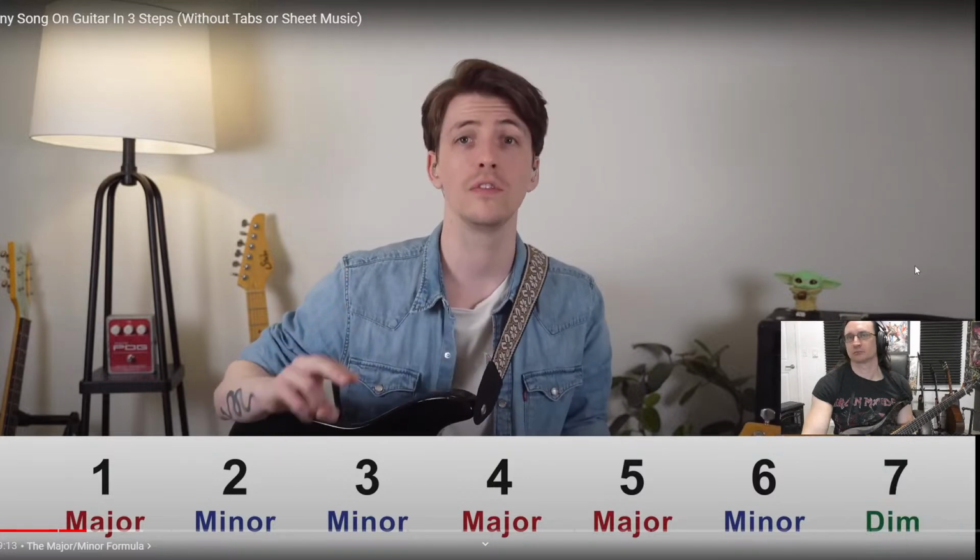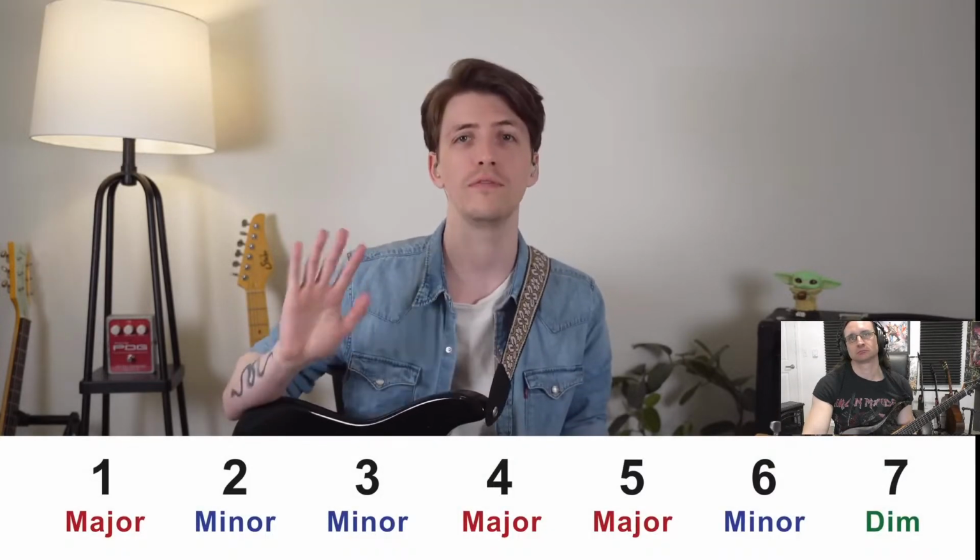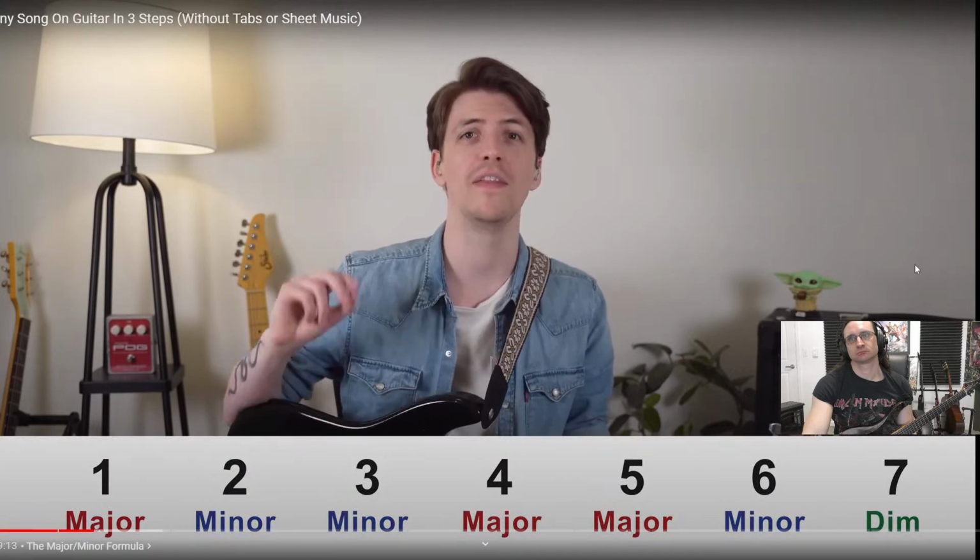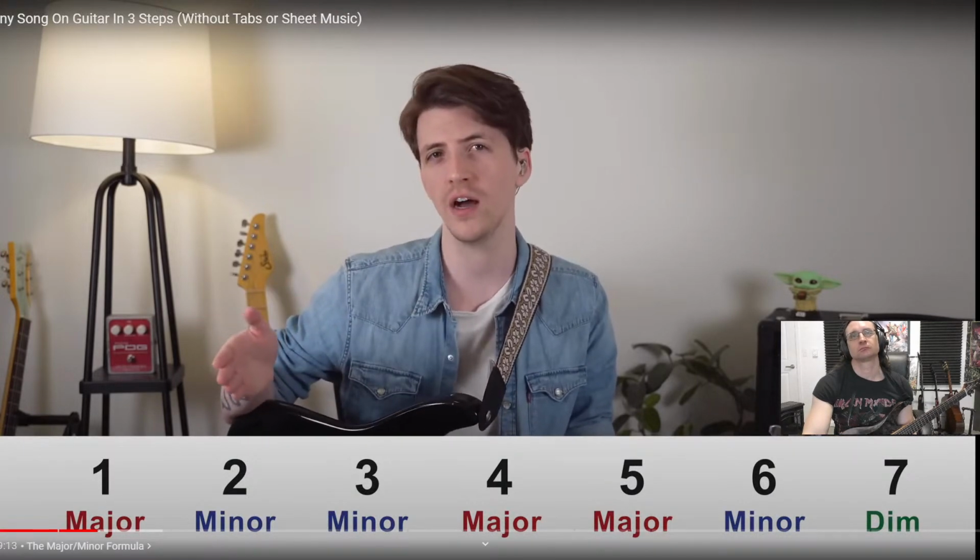Okay, so the whole formula is the 1 chord is major, the 2 chord is minor, the 3 chord is minor, the 4 chord is major, the 5 chord is major, the 6 chord is minor, and then the 7th chord is a little bit weird and different, and we don't use it that often, but it is a diminished chord.